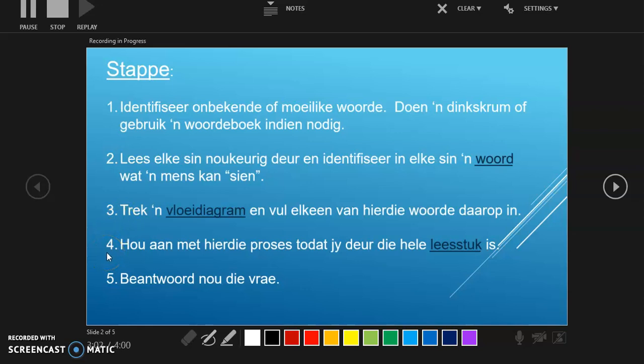Nommer 4, hou aan met hierdie proses totdat jy deur die hele leesstuk is. So you must carry on identifying words from sentences until you reach the end of your comprehension test. In other words, you are going to do this from the top to the bottom. And at the start, this may take some time, but it will become easier the more you do this. You are just going to have to practice a lot.